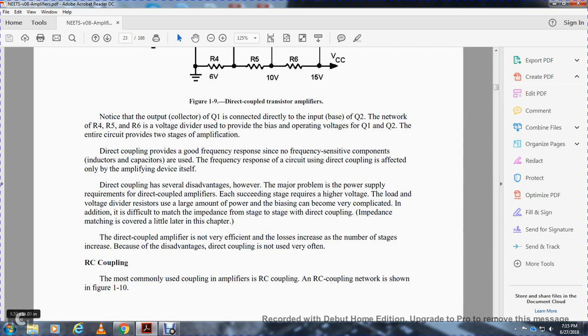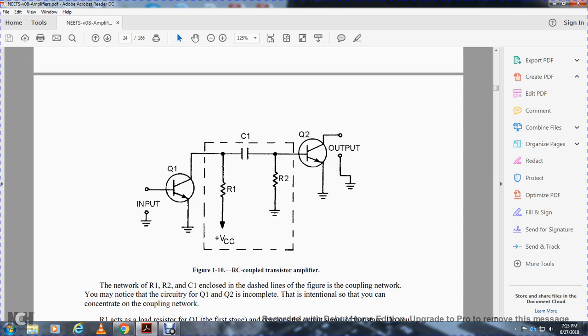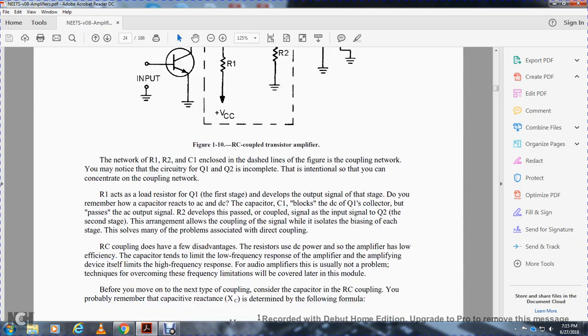Resistor capacitor coupling. The most commonly used coupling of the amplifier is resistor capacitor coupling. The RC coupling network is shown in Figure 1-10. Figure 1-10 shows an RC coupled transistor input. The transistor Q1 is grounded. The capacitor C1 is in series with resistor R2, in between transistor Q1 and transistor Q2. The network of resistor R1, resistor R2, and capacitor C1, enclosed with the dashed line in the figure, is the coupling network. You notice that the circuitry of transistor Q1 and transistor Q2 is incomplete, so that you can concentrate on the coupling network.